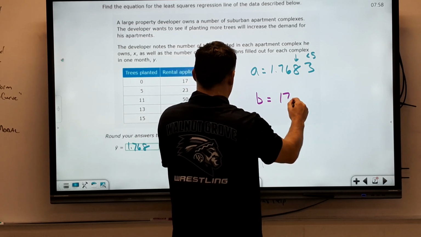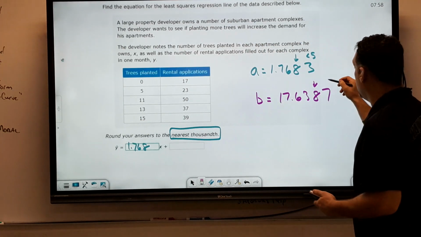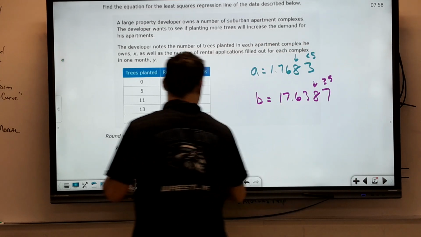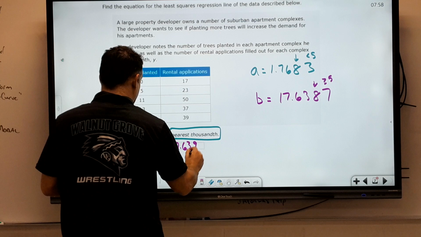Now for the B value, it is 17.6387. This one is the third one. That's bigger than or equal to 5, so it's plus 1 there. So when you type it in, it'll be 17.639.